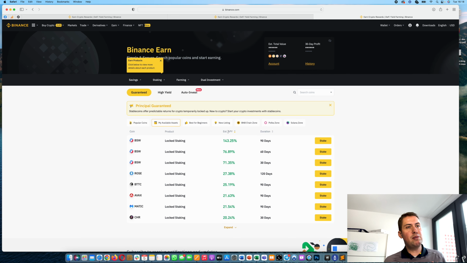And if they talk about APY here, that's always annual interest rate. So if you would stake for 120 days, you would basically get 1/3 of that. So a bit less than 10%, because it's 360 days or 365 days divided by 120 days, and then you would roughly get 1/3 of it.